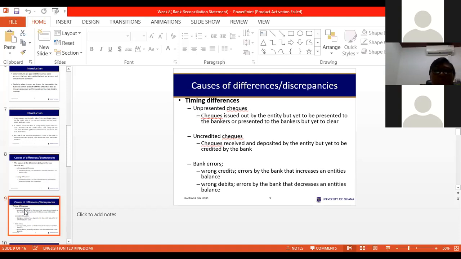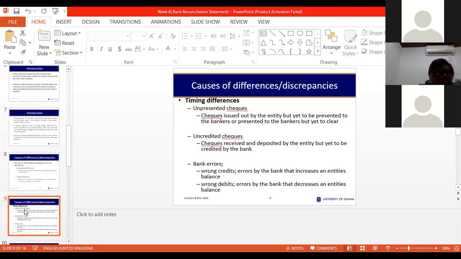Second, uncredited checks. This time, the business entity has received checks, but has either forgotten or is yet to go and put them in the bank. So again, tomorrow is Friday.